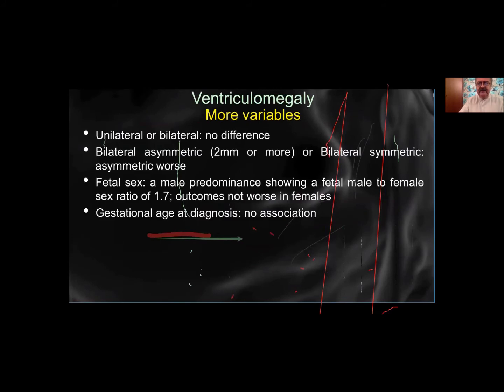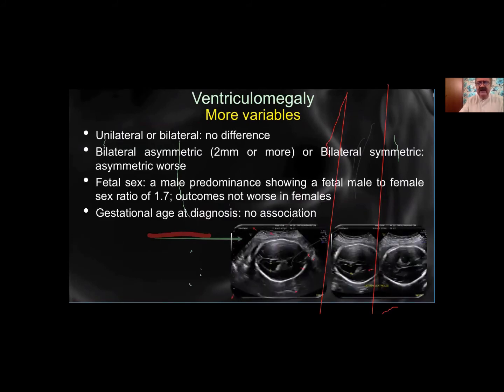Now, moving on, we do realize that when we look at an anomaly, it becomes the responsibility of the obstetrician to either choose someone who can give you all this information or have this knowledge yourself. And what is this? Whether you have unilateral or bilateral, it doesn't matter, it's serious enough. If you have a bilateral asymmetric, which is a difference between the right and the left of more than 2 millimeters, that has a bad prognosis because it usually reflects cortical destruction.